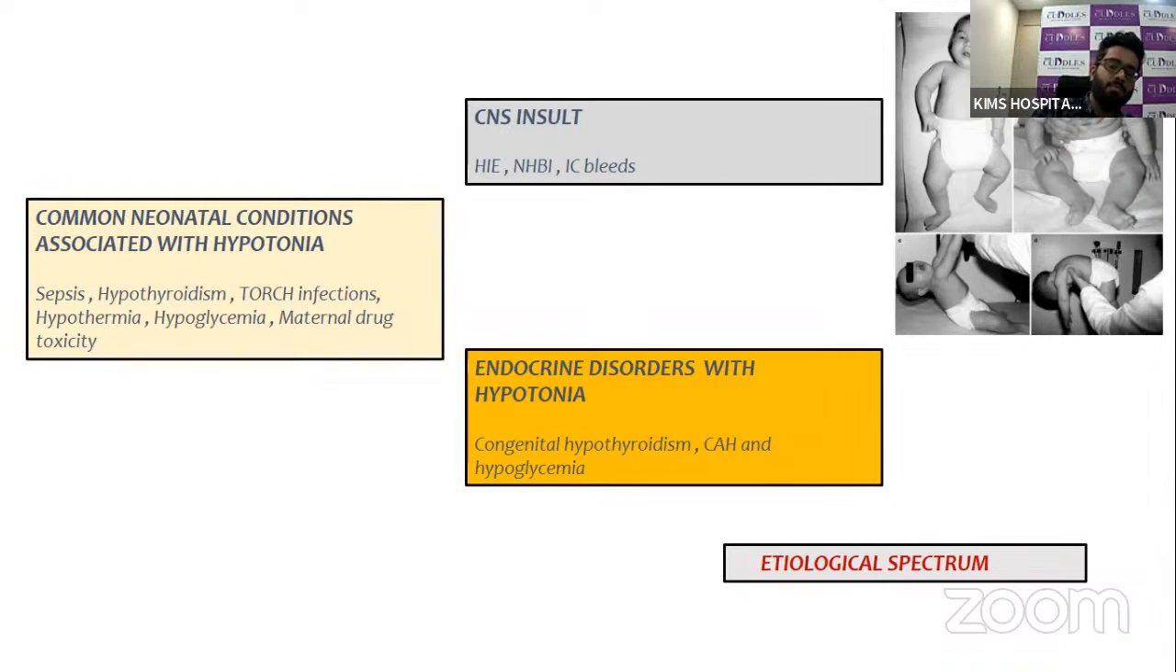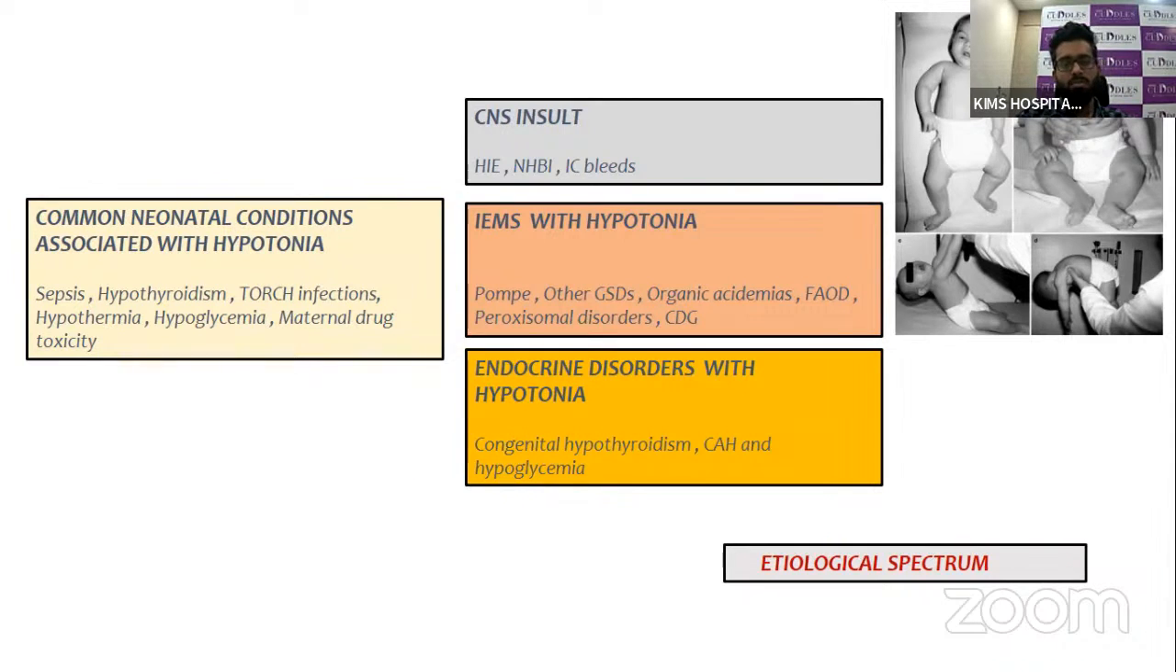Then the common endocrine problems in the neonate, that is congenital hypothyroidism, CAH, and hypoglycemia. CAH will have other clues like hyponatremia, hyperkalemia, and hypoglycemia. But you should think about endocrine disorders because they are much more treatable.